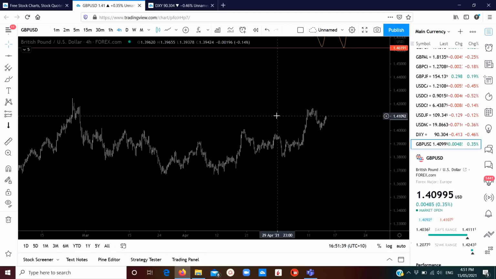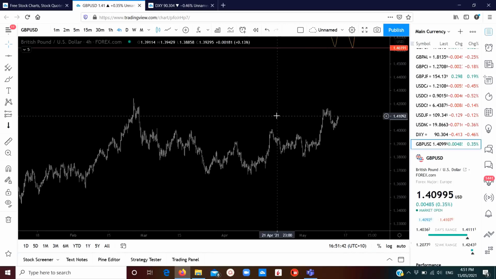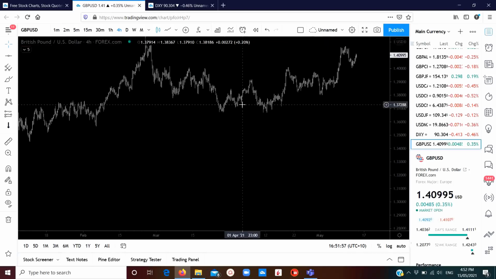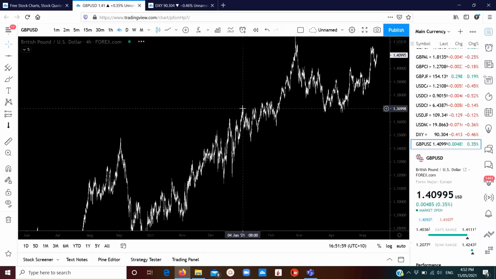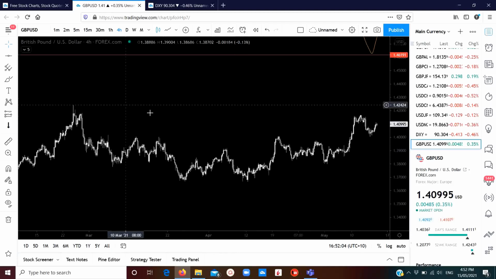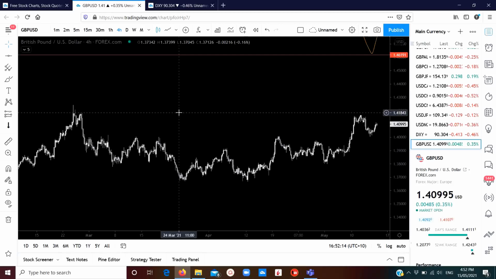If you do want to mark out your zones, I recommend marking them on a higher time frame, probably like the 4-hour, the daily, the weekly, whatever your preference is. My preference is the 4-hour. I'll quickly show you how I mark out these zones. If you've been watching my weekly analysis on any pairs, I've always got my zones marked out. These zones could have been from a year ago, 2 years ago, 4 or 5 years ago, whatever it may be.